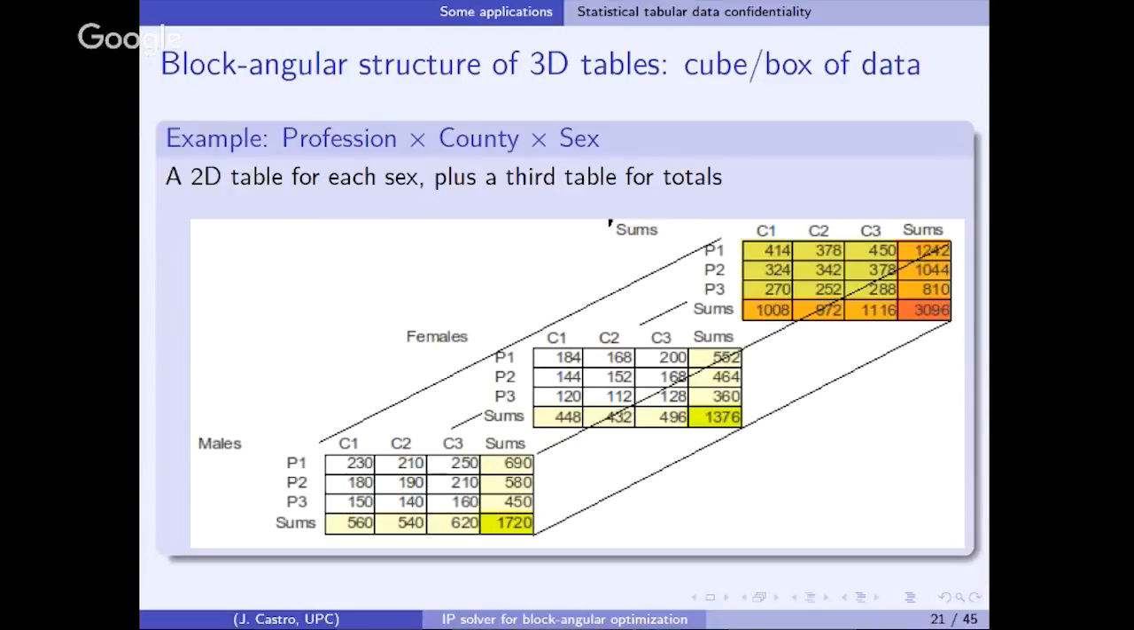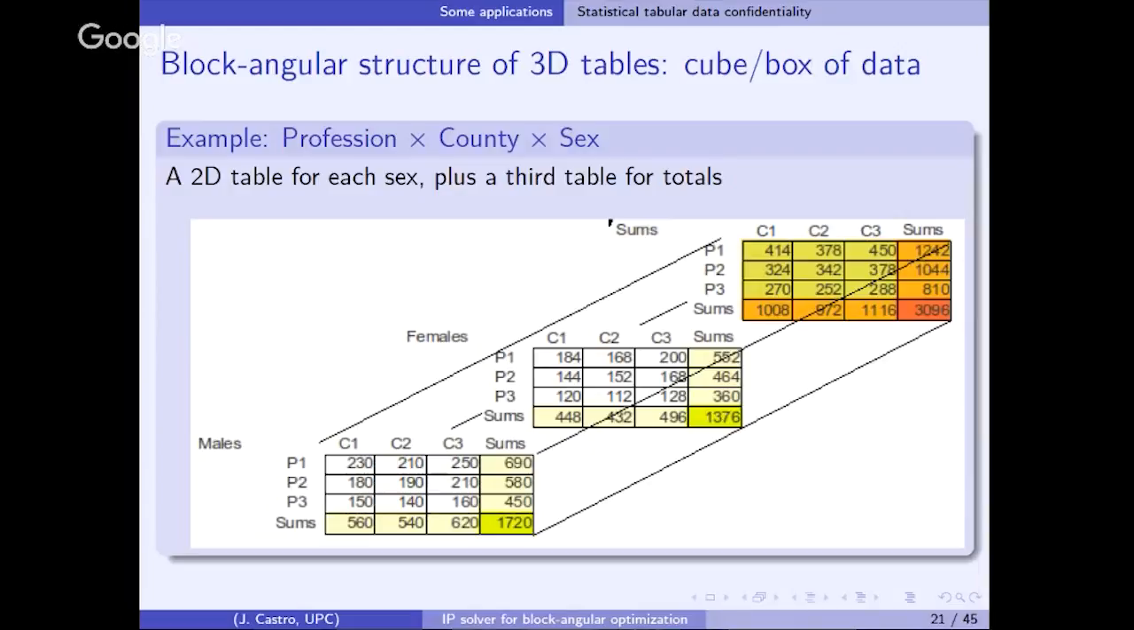For instance, three-dimensional tables. Let's suppose that you don't cross two variables, you cross three variables. You have a census of a country, and you cross by profession, county, and sex or gender. So now this table is for males. This table is for females. It's a slice. It's a two-dimensional table.